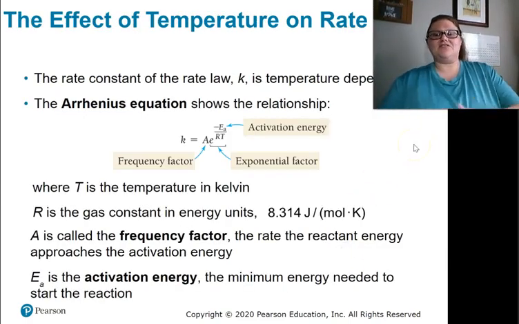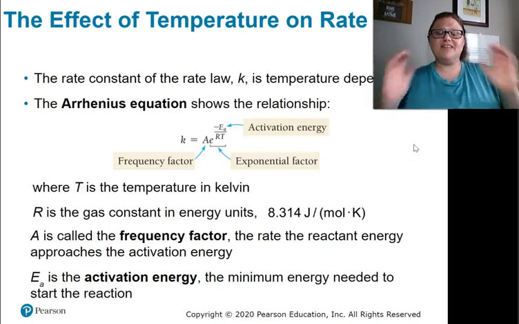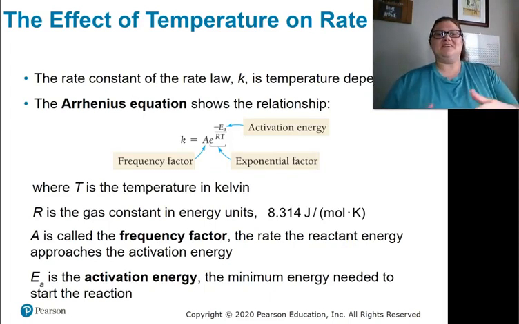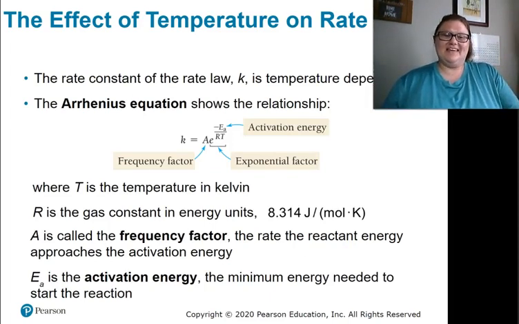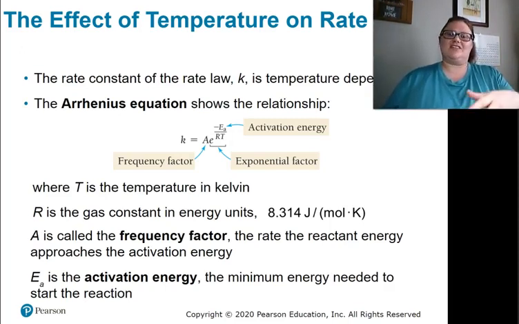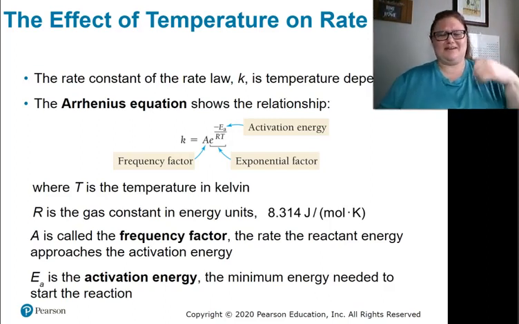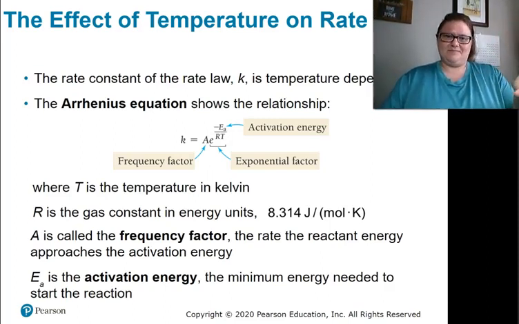All right, let's look at temperature. And my goodness, look at this equation. We have an exponent that's a fraction and has all these variables in it. This is the Arrhenius equation. And so if we look at the rate law, the rate constant k is temperature dependent. So as we change temperature in the reaction, it's going to adjust our constant, which sounds like it wouldn't do that, but constants can change. Okay, so let's pick this apart.